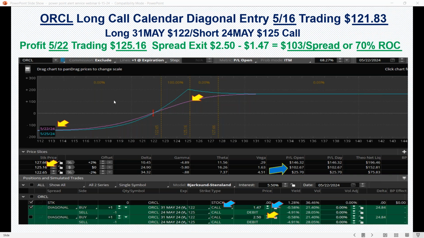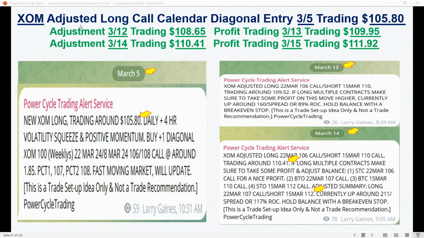This was one that we did on Exxon, and this one was really cool because we adjusted it into a butterfly trade. These are the cool things that I'll send out to you if you want to follow. Again, you can do your own thing, but you may want to follow along with some of the options that I give you. So here's the one that we did here.